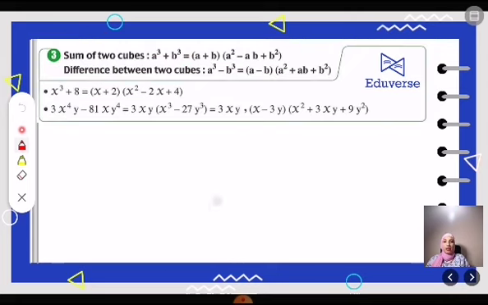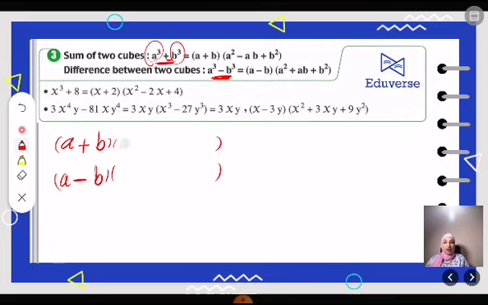The next type here: if you have the sum of two cubes or the difference of two cubes, they both can be factorized as a small bracket and a big bracket. Cube root of the first and then cube root of the second with the same sign. Cube root of the first is a, cube root of the second is b, with the same sign here. If it's the difference of two cubes, I will do the same: cube root of the first, cube root of the second with the same sign.